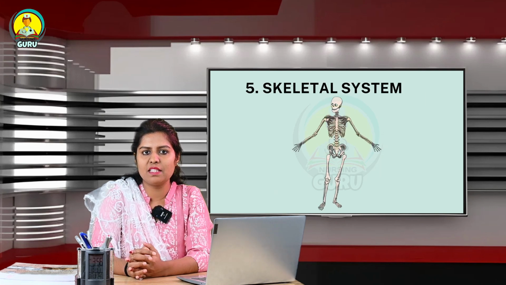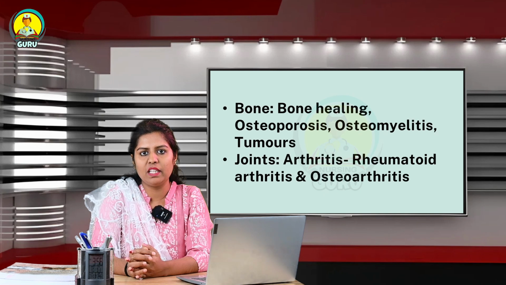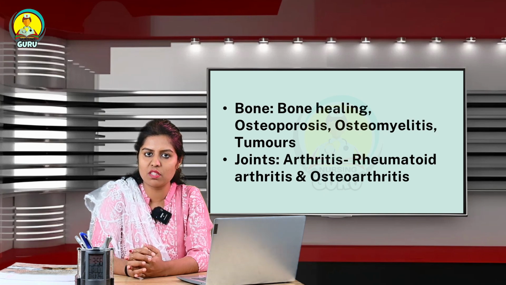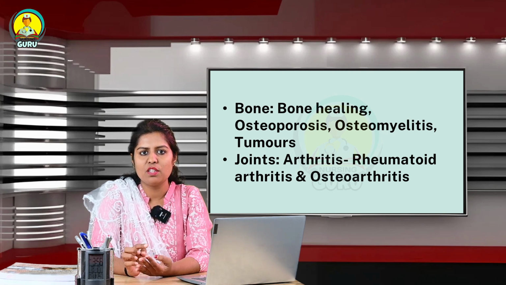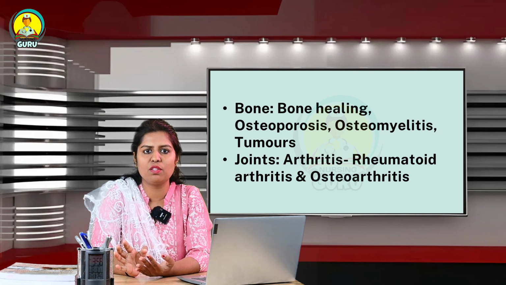Next, skeletal system. Under this, bone healing, osteoporosis, osteomyelitis, then tumors of bones, then under the joints we have arthritis, then rheumatoid arthritis and osteoarthritis. Here arthritis and osteoarthritis are very important.